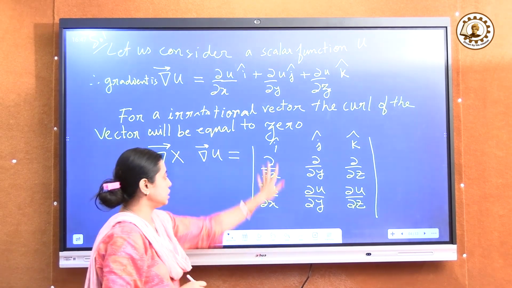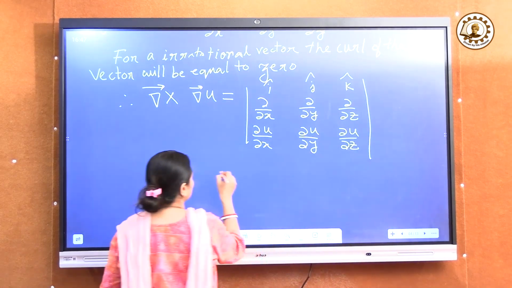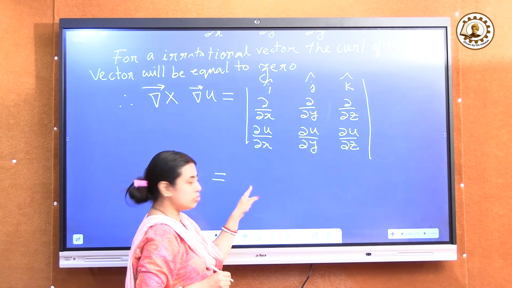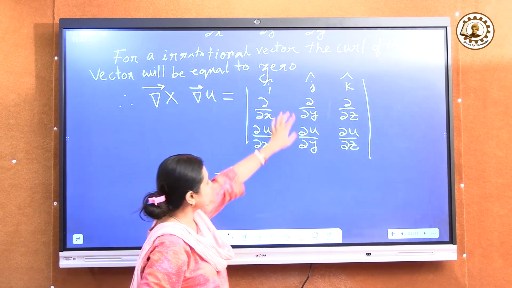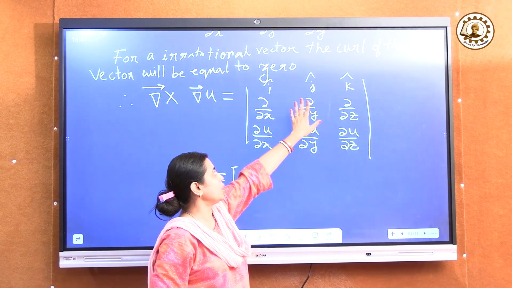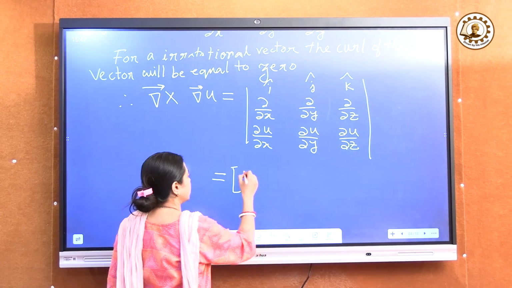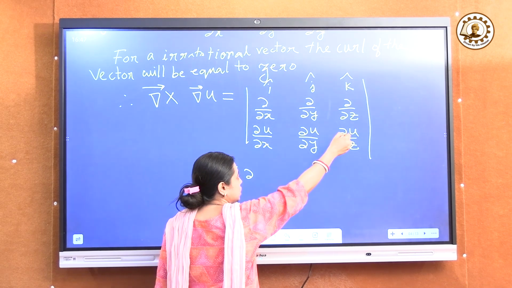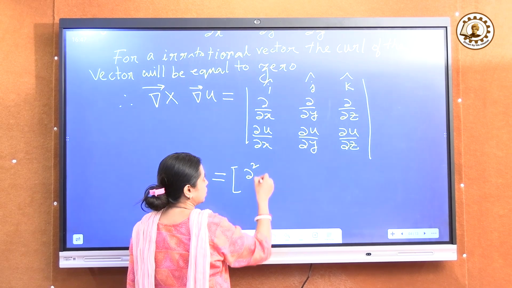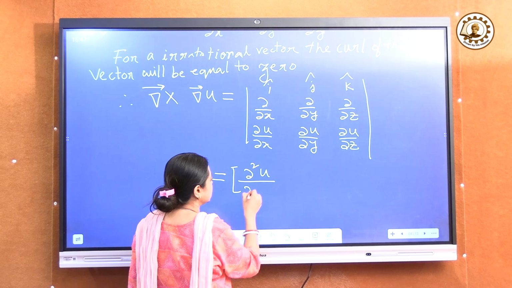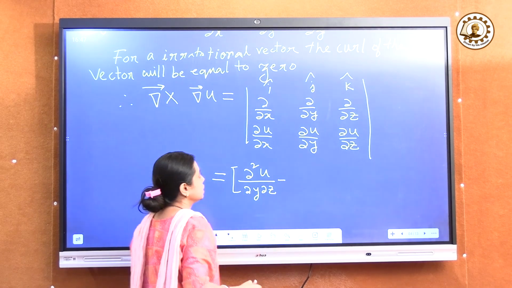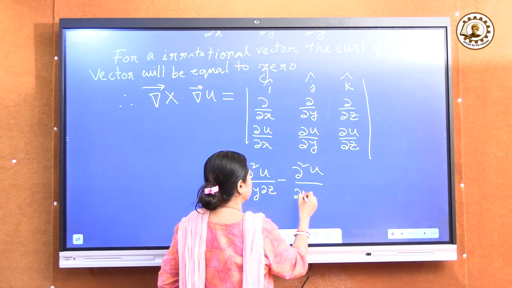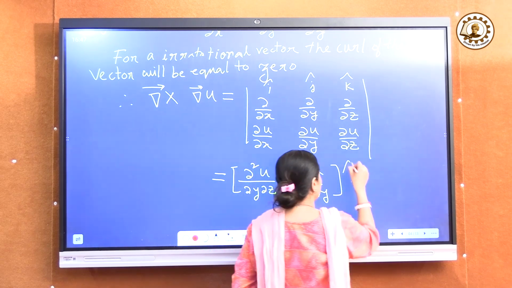I will write the full form of this, and I will be doing the partial differentiation. When I am taking the i component for the curl, I will multiply del y with del u del z, taking this part together. Here is my partial derivative with respect to y, and here the term is del u del z. So the differentiation will be second order, del 2u del y del z minus del 2u del z del y. This is my i cap component.